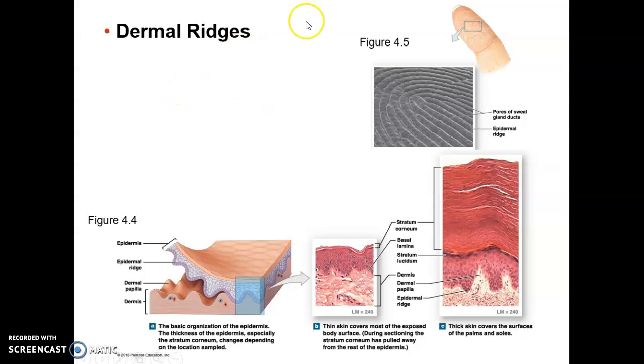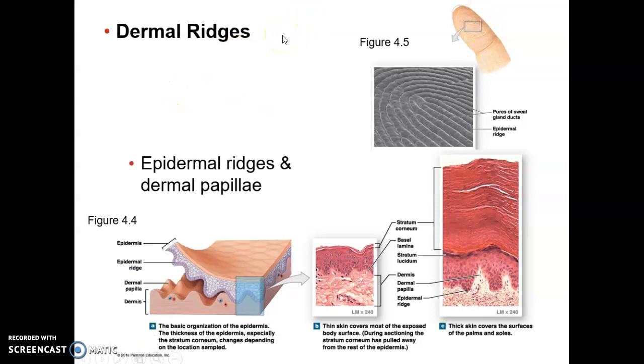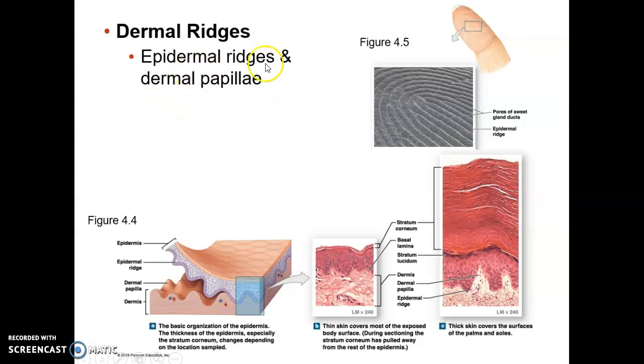Okay, let's talk about dermal ridges or fingerprints. These are epidermal ridges and the dermal papilla that are enlarged, and a dermal papilla is these mounds, these up and down ridges that are formed by the underlying connective tissue, where they form a nice tight junction.